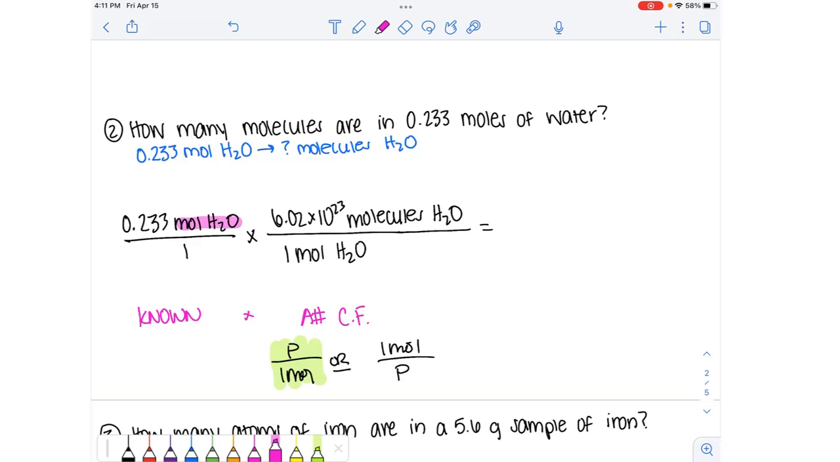So now this unit will cancel with this unit because they can cross cancel. And at the end, we're left with molecules of H2O, which is exactly what we wanted. So if you pause and throw this answer in your calculator, try and round it to the correct number of sig figs, box your answer, and then come back and check with what we've got here. So hopefully when you put in your final answer to the calculator and you rounded, you ended up with 1.40 times 10 to the 23rd molecules of H2O.